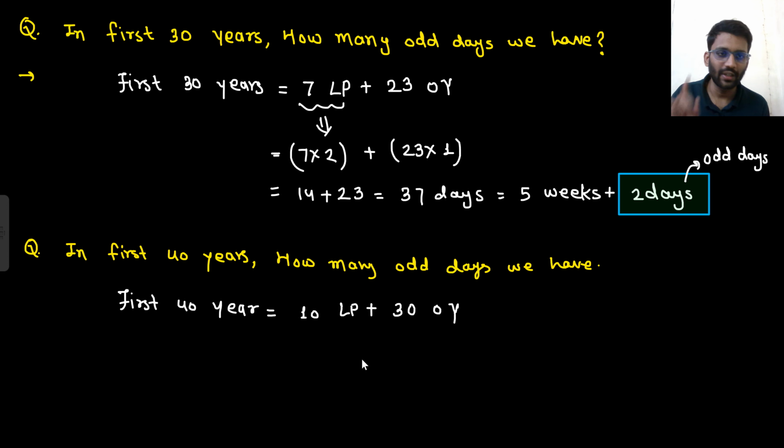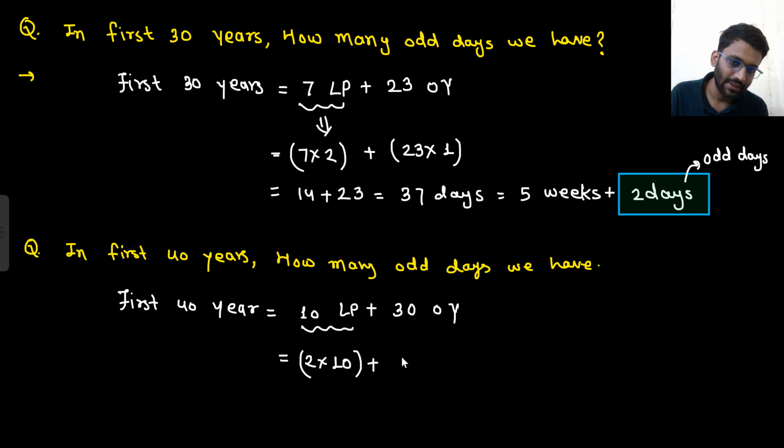10 leap years. What do you understand by 10 leap years? In every leap year, there are 2 odd days. That means 20 odd days are there. Plus, in every ordinary year, there is 1 odd day. So 20 plus 30, 50 odd days are there.